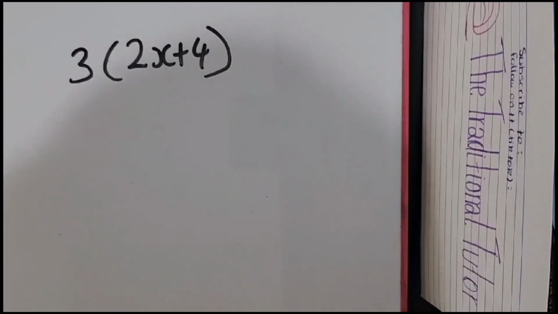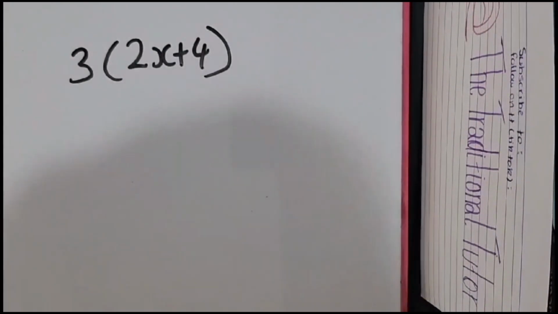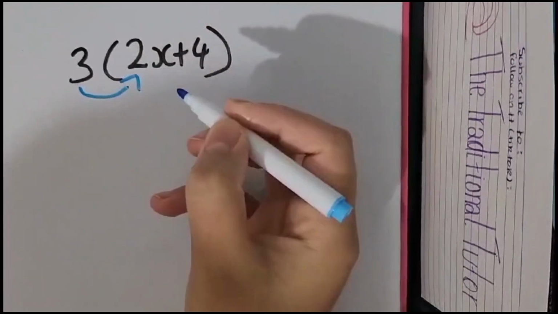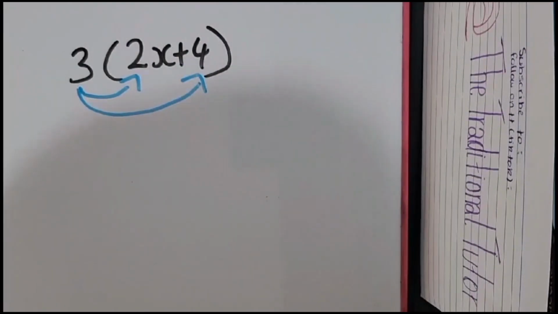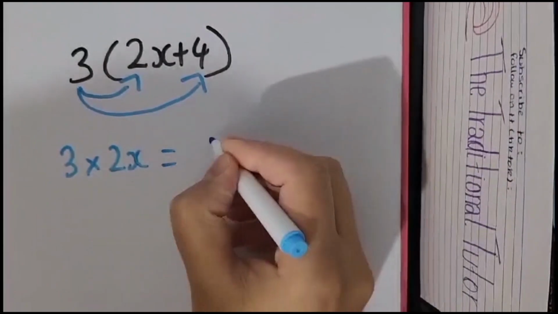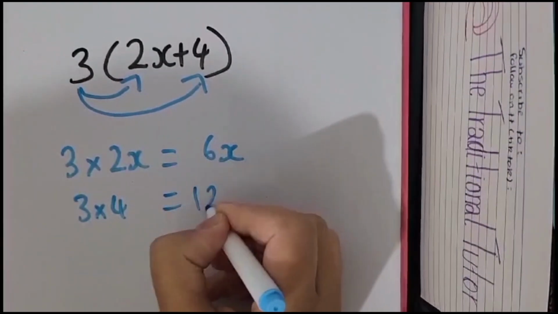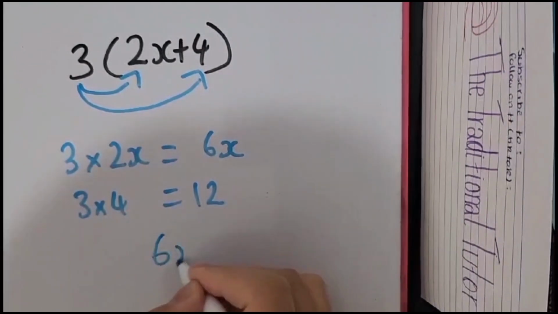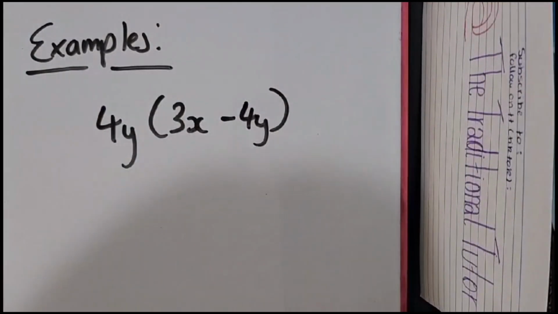So instead what I can do is just expand my single bracket by using arrows as well. Okay, so I can do 3 times by 2x first and then do 3 times by positive 4. Okay, so 3 times by 2x gives us 6x, and 3 times by 4 gives us 12. Okay, so therefore I know that the answer is just going to be 6x plus 12. Okay, so let's take a look at some more examples.